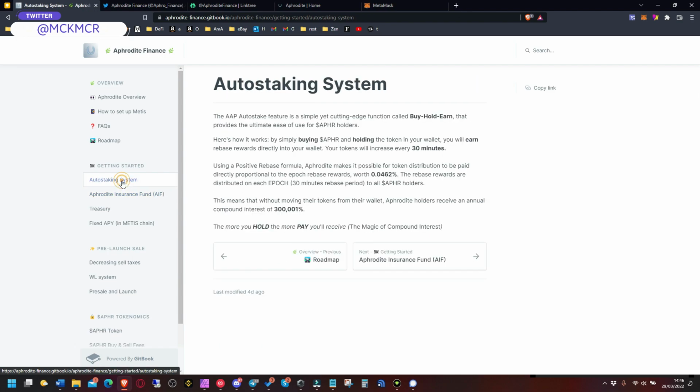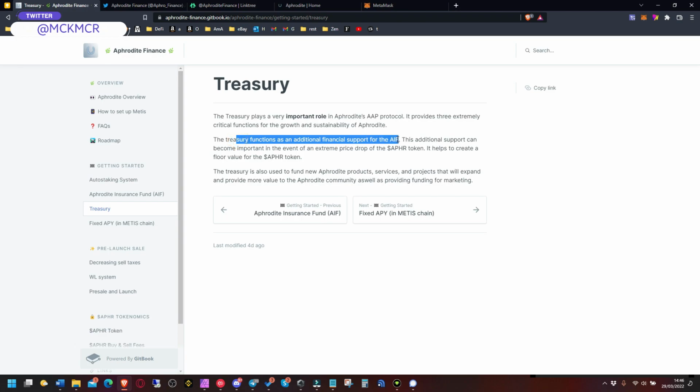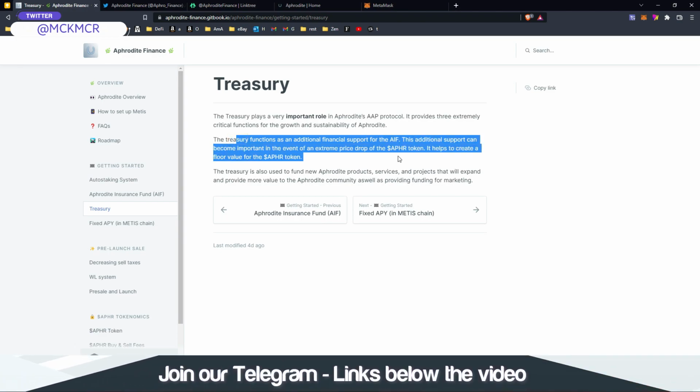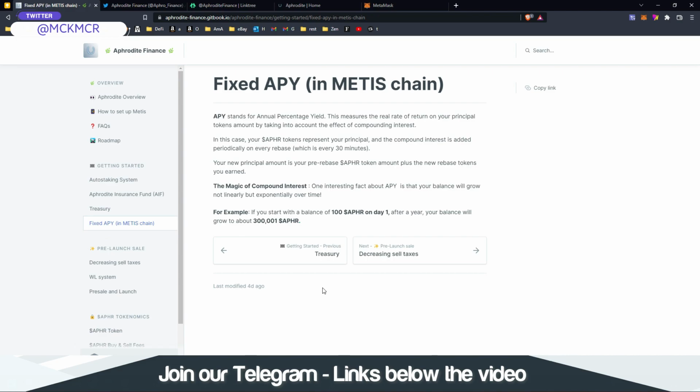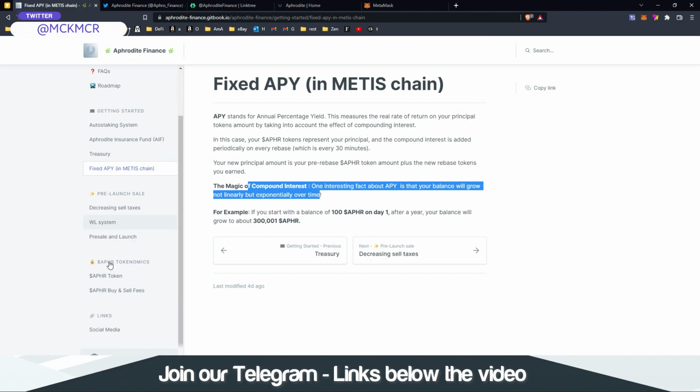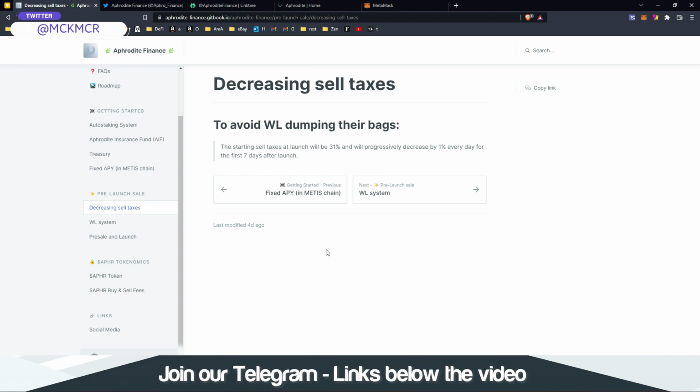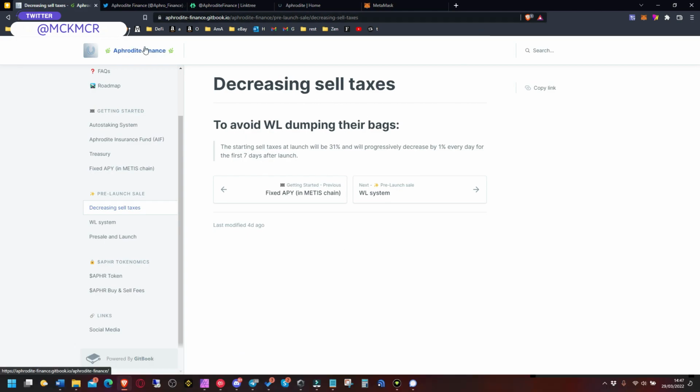Also, we have the treasury giving additional support to the insurance fund to help the price so it doesn't crash that much. Fixed APY, like I said, you have to hold it for a long time to see those really crazy APYs, but obviously the daily ones are more important to focus on. And the sell tax at the launch will be 31%, which is very big, to avoid sell-offs and people dumping on the market, and it will progressively decrease by 1% every day for the first 7 days.